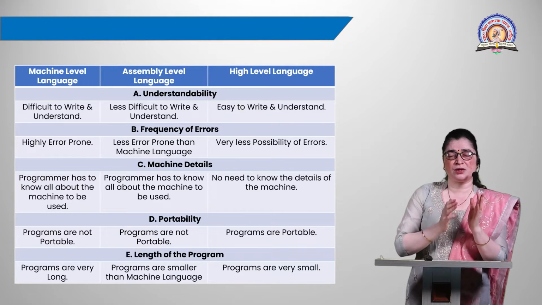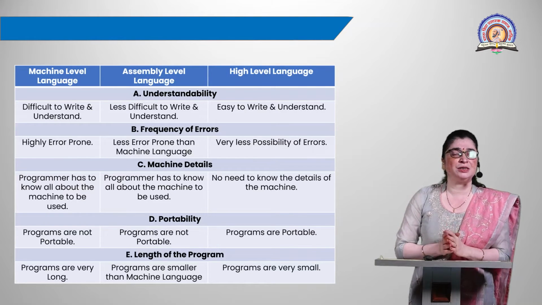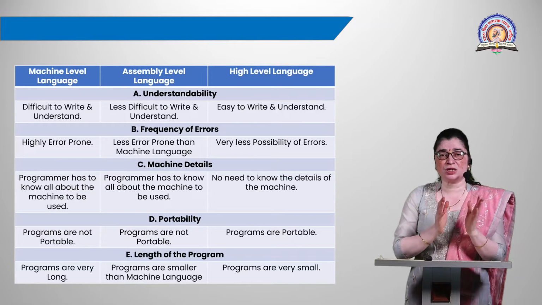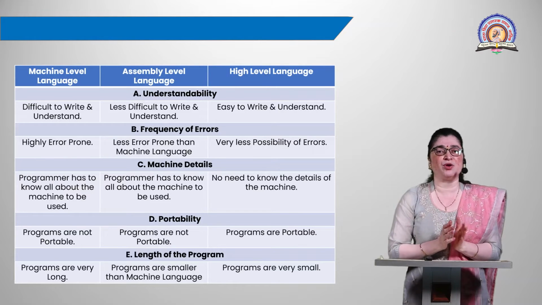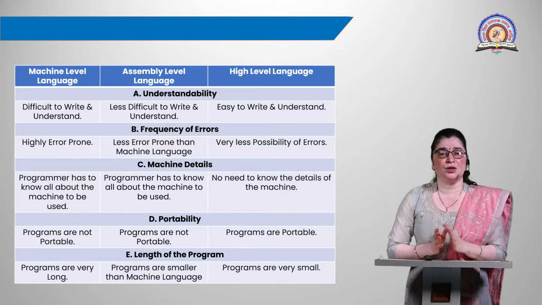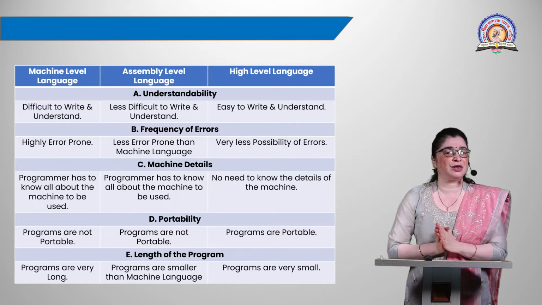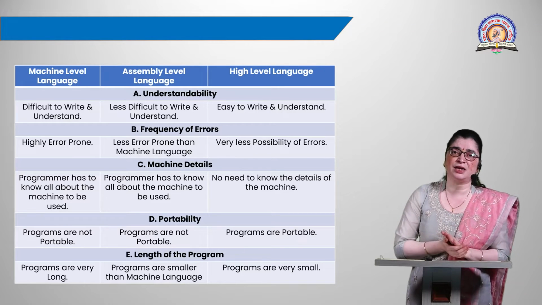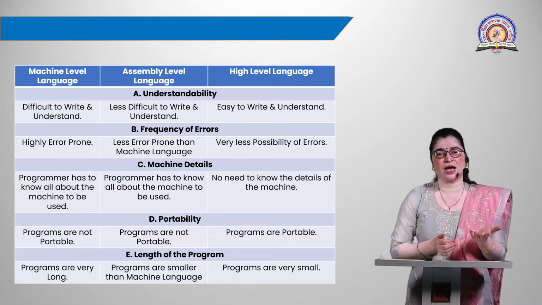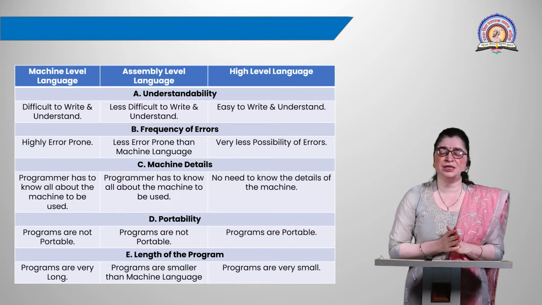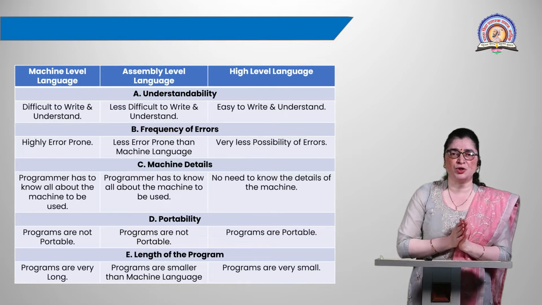Then we can see hardware knowledge or machine details. In the case of assembly language and machine language, the programmer must have detailed knowledge of hardware, because these two languages are machine dependent. They depend on the type of hardware used in that system. So for machine language and assembly language, detailed hardware knowledge is required. And in the case of higher level language, as it is machine independent, the user does not require detailed knowledge of hardware.